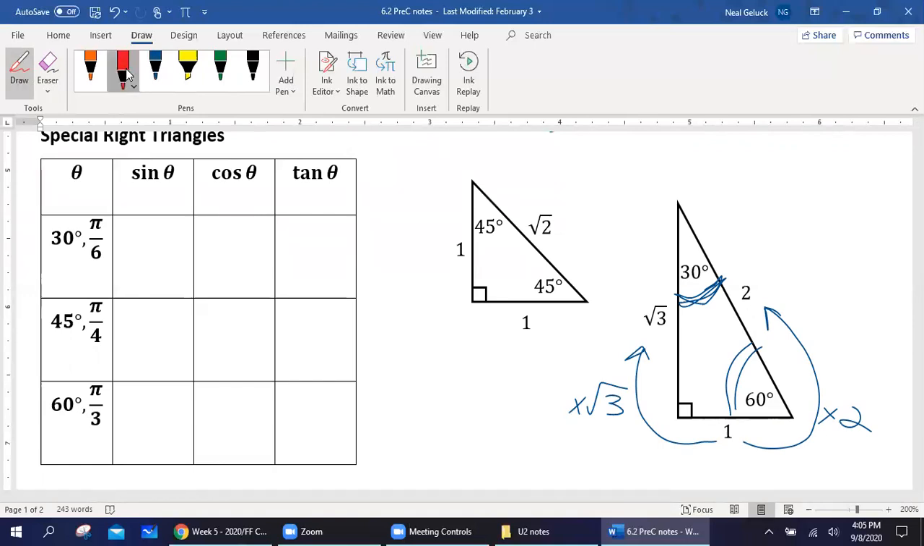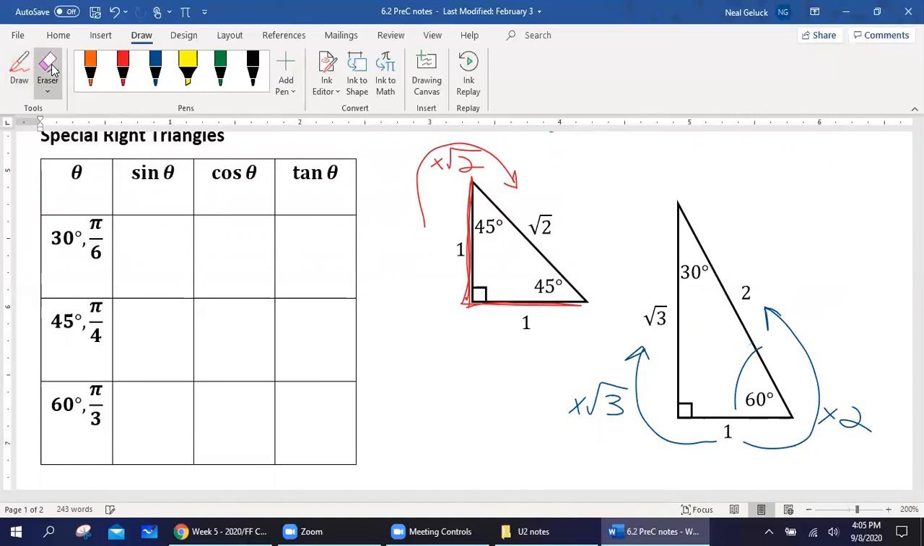On the 45, 45, 90, well, both legs have the same length because those angles are the same. And to go from a leg to the hypotenuse, I multiply by root 2. So we'll use that in just a little bit, but for now, let's just use the side lengths.